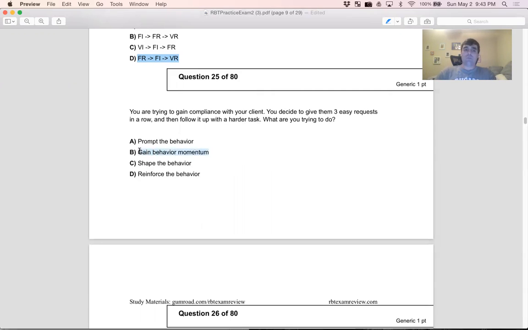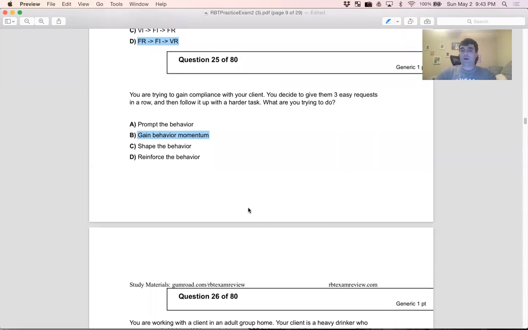You're gaining behavior momentum. High probability request sequence. Okay. High P, low P. There's a high probability of them engaging in the easy request. Okay. So you give them a bunch of those, and then you try to increase the chances of them engaging in the low probability request. Okay. So you're gaining behavior momentum. Very powerful in ABA, and as an RBT, you should be using this, okay, often.